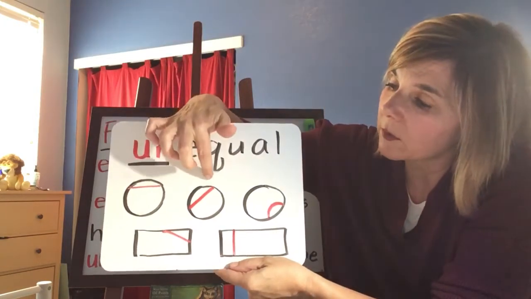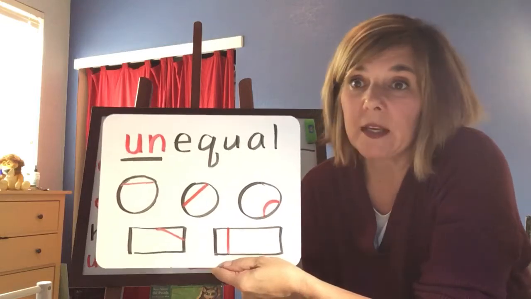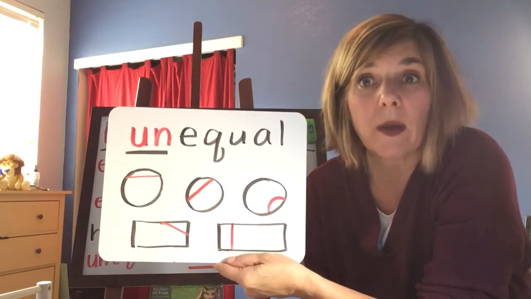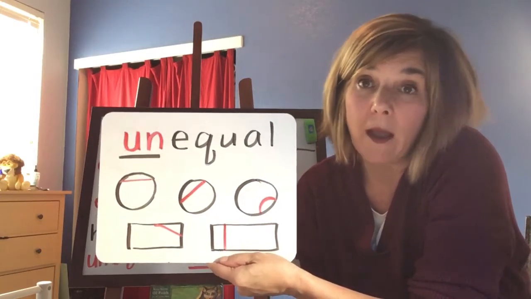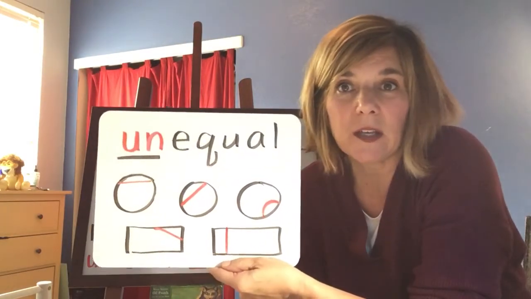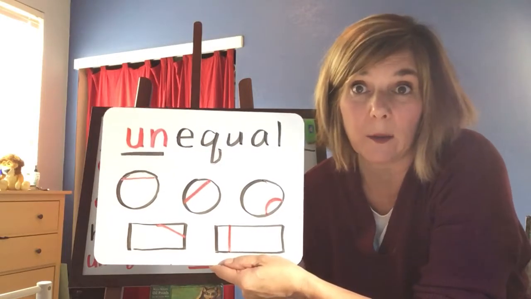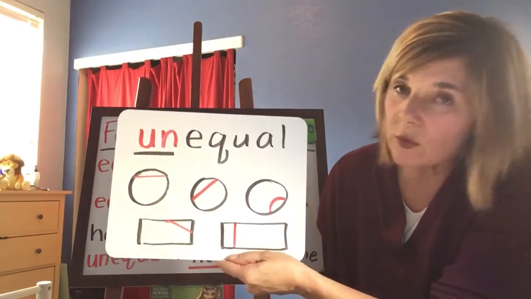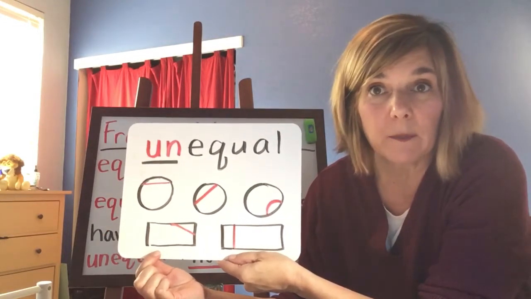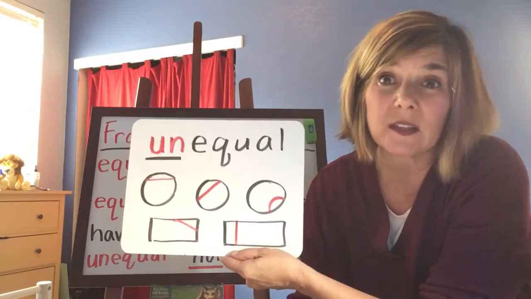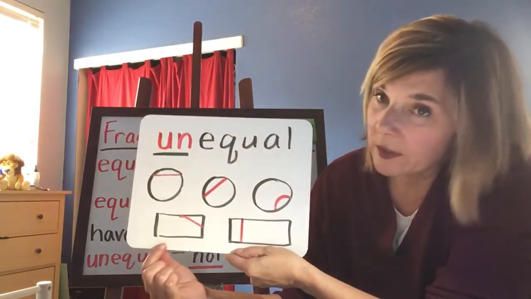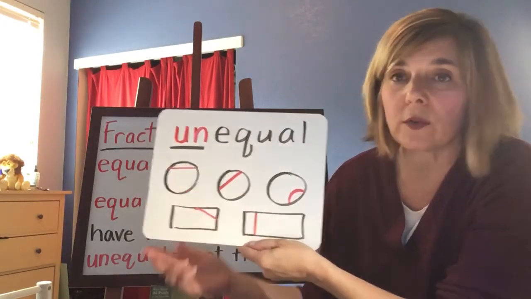Let's look at the middle circle. That's unequal. I did not make it into two equal parts. I did not divide it, draw my red line, into two equal parts. I have a big part and a small part. And how about this last circle? Is that divided equally? No, it looks like I might have taken a bite out of a cookie. Let's look at my two rectangles. I did not divide those rectangles equally. There's a big part and a little part. Remember, equal means the same, so the shapes would be divided equally. This one is unequal, and this one is unequal also.